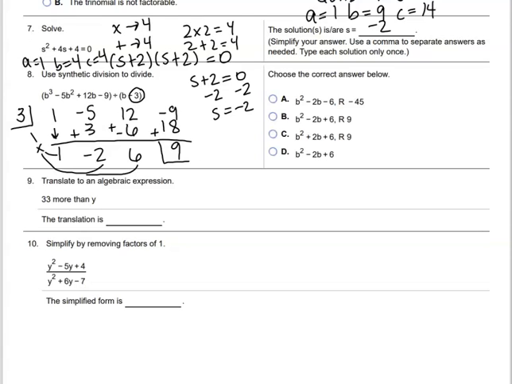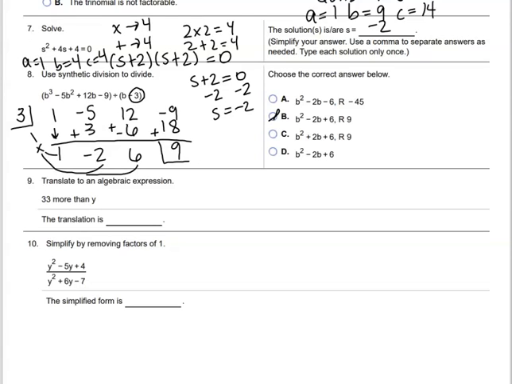To write the answer, if you start out with b to the third, the answer is going to be 1 degree less than that, so b to the second. So this would translate into 1b squared minus 2b plus 6 with a remainder of 9. And so that is going to be b.